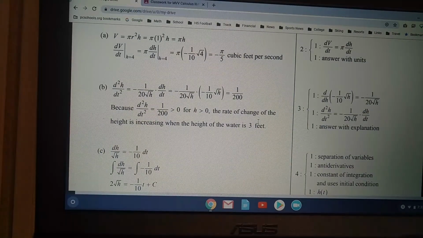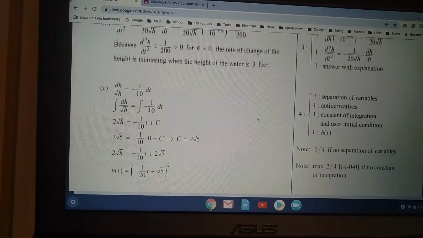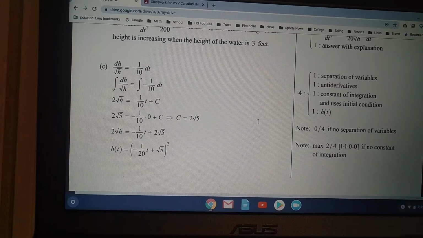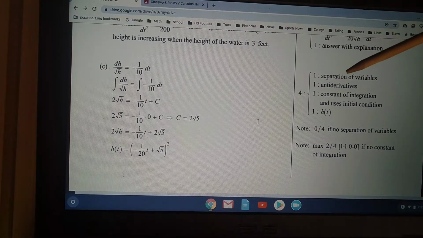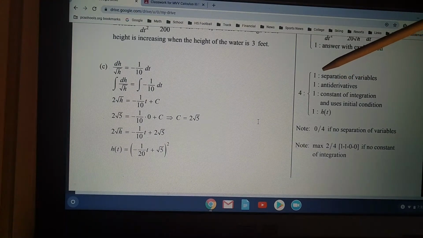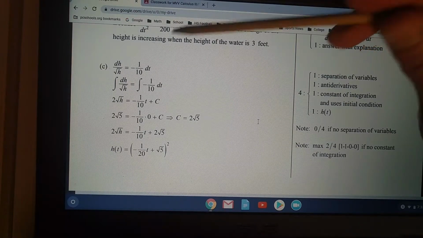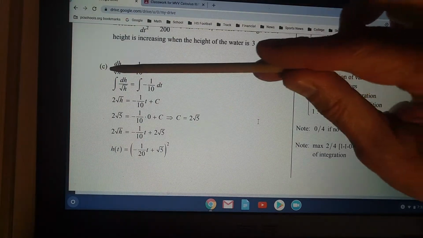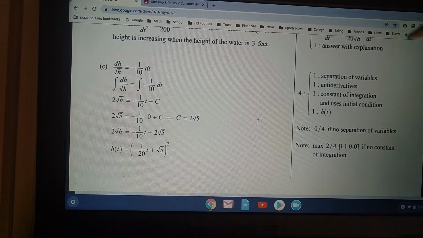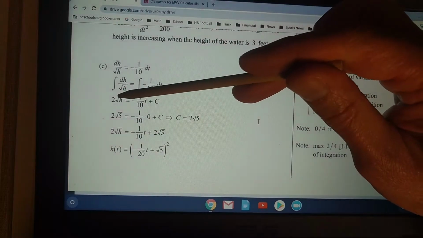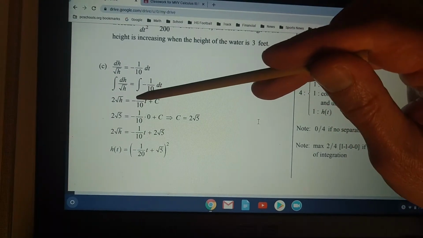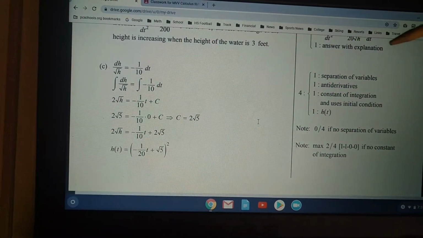So that's 3 points. Part C is the solving of the separable differential equation piece. It's only worth 4 points on this test. So 1 point for correctly separating the variables, which is this step right here. If you anti-differentiate correctly, that's here: 2 radical h equals negative 1/10 t.